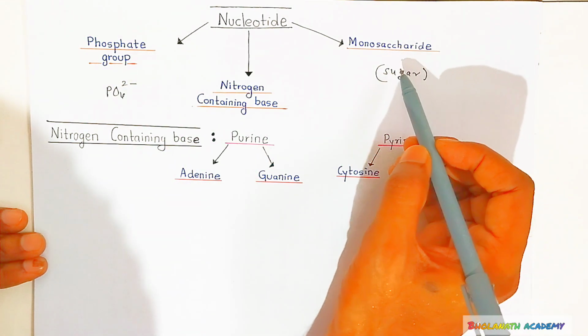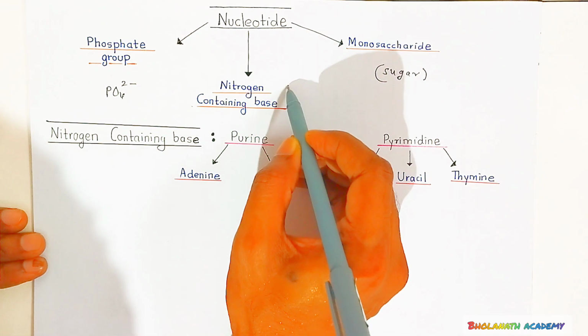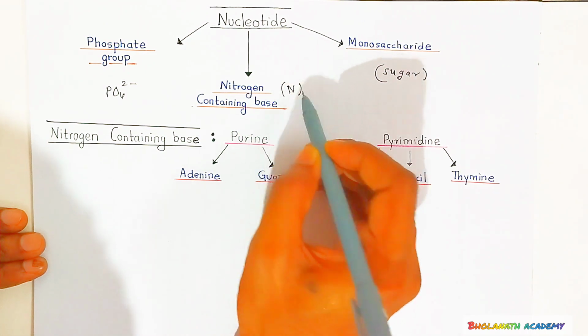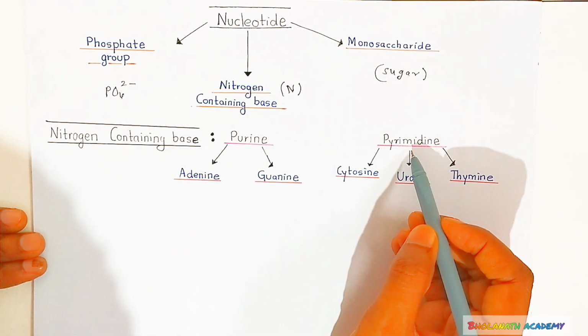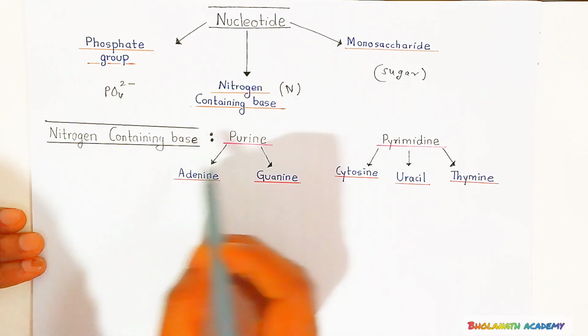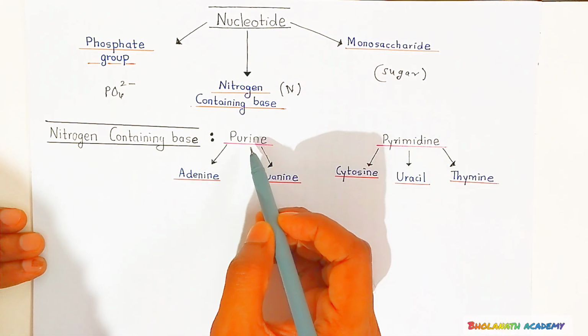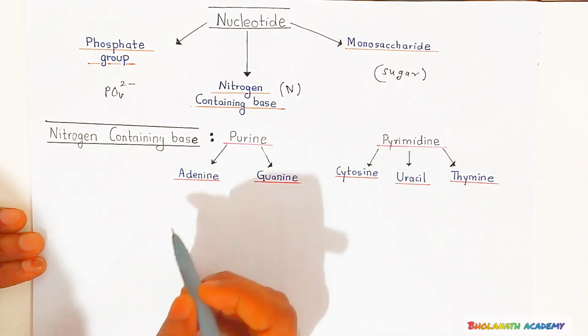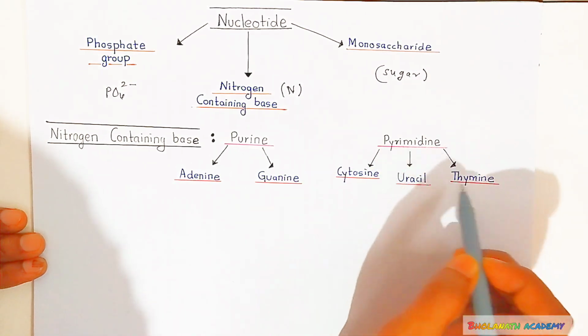Understanding students? Why is it called nitrogenous? Here you will find a large number of nitrogen atoms. Nitrogen containing bases are purines and pyrimidines. There are two types, purine and pyrimidine. Purine is a fused structure. They are nothing but adenine and guanine. Pyrimidine consists of cytosine, uracil and thymine.